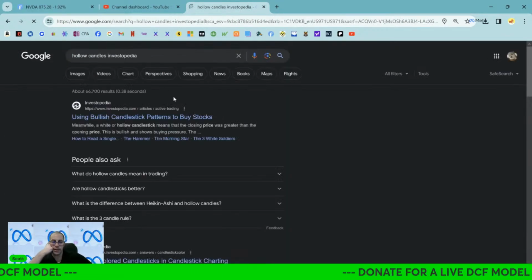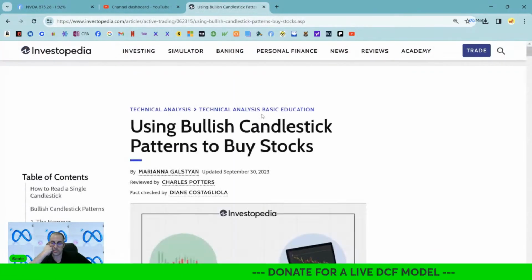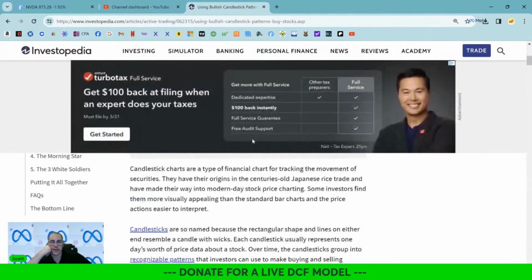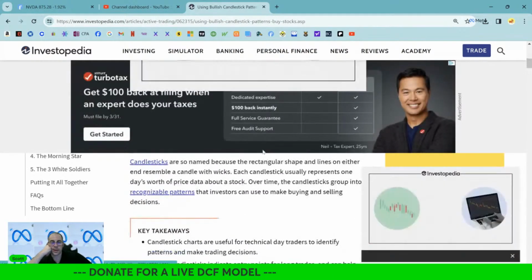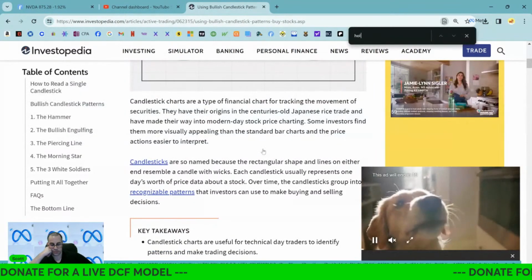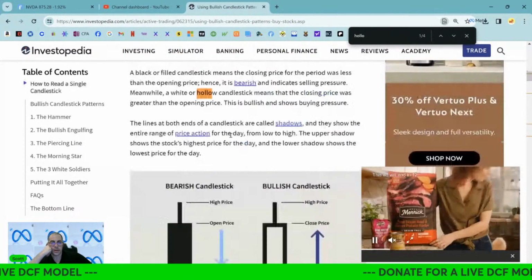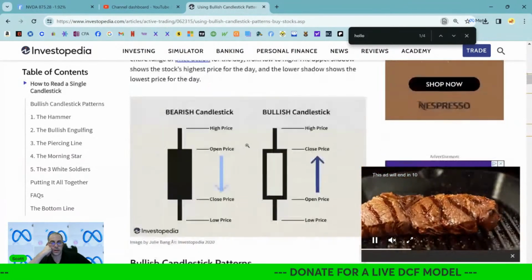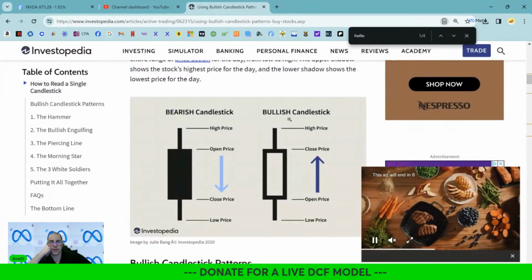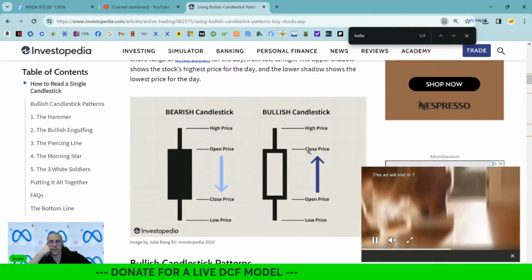I'll show you Investopedia. I'm not the best at explaining things. Candlestick charts. Okay. A bullish candle.